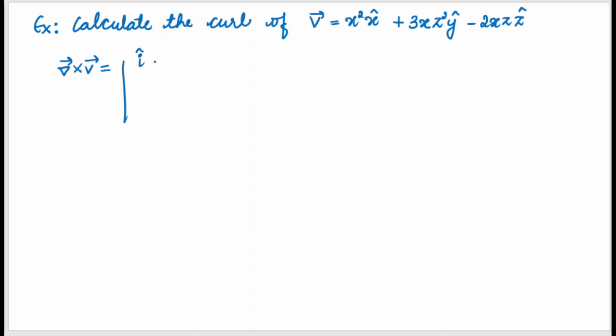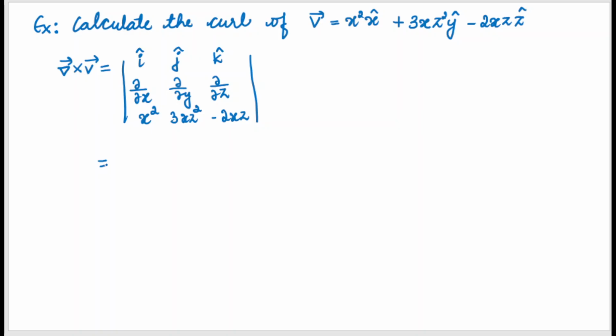i cap, j cap, and k cap. Below that we have ∂/∂x. Here we have ∂/∂y. Here we have ∂/∂z. And instead of Vx, I can write it here as x². Instead of Vy, I can write it as 3 times xz². Instead of Vz, I have minus 2 times x into z. You need to include the minus sign also.